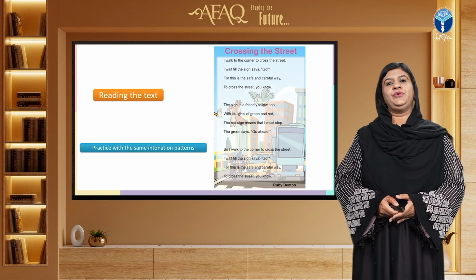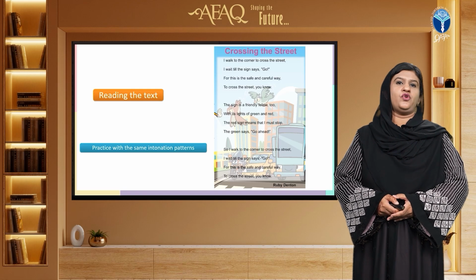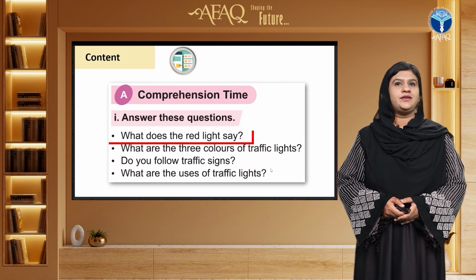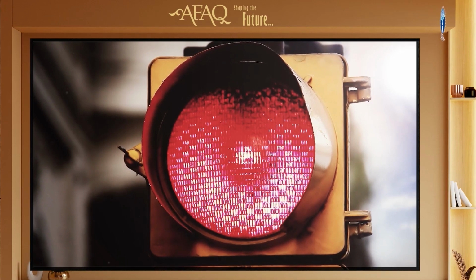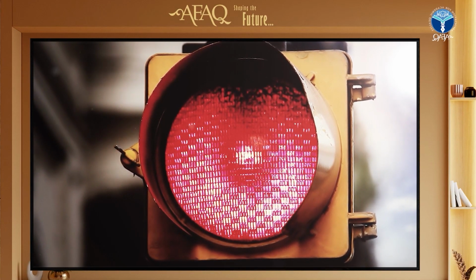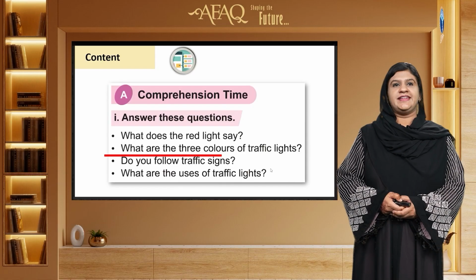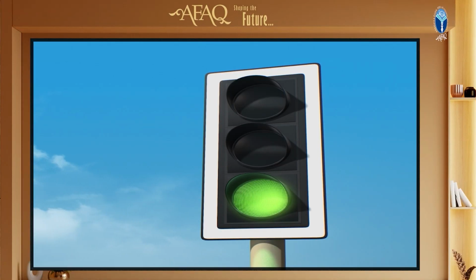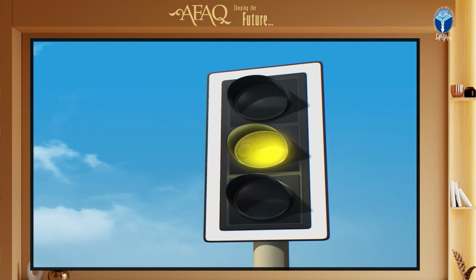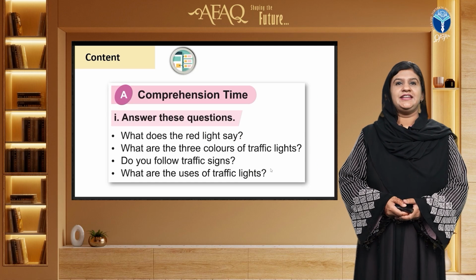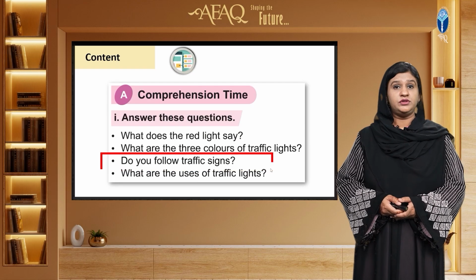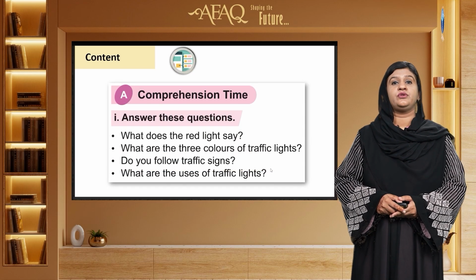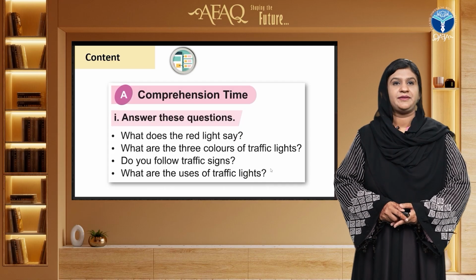Dear kids, I hope you have understood the poem. Let's move forward. There are some question answers related to this poem. What does the red light say? All of you know that. We are supposed to stop at red light. Second one, what are the 3 colors of traffic lights? Do you know that? Red, yellow, and green. The third one is, do you follow traffic rules? Do you? Yes, it is so important to follow the traffic rules in order to maintain discipline.